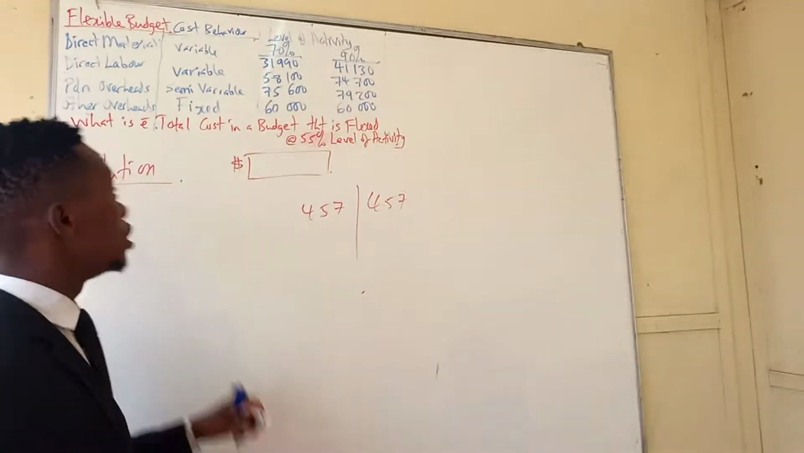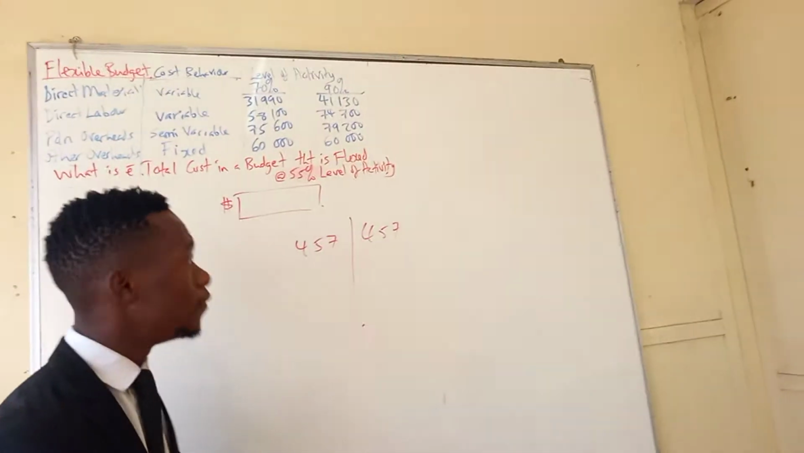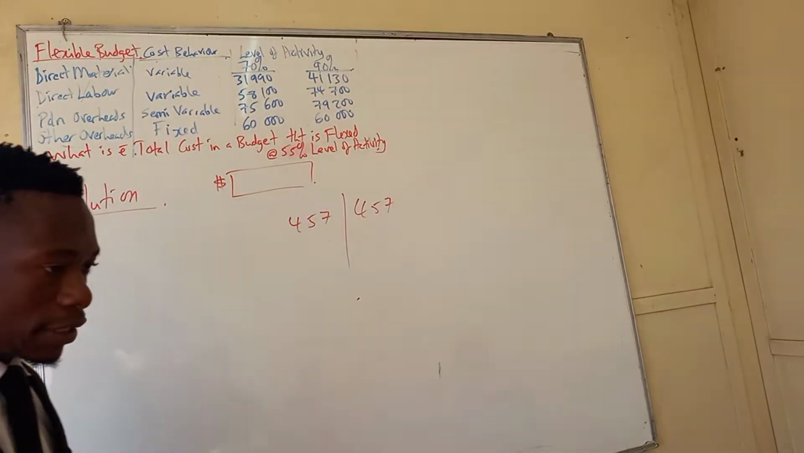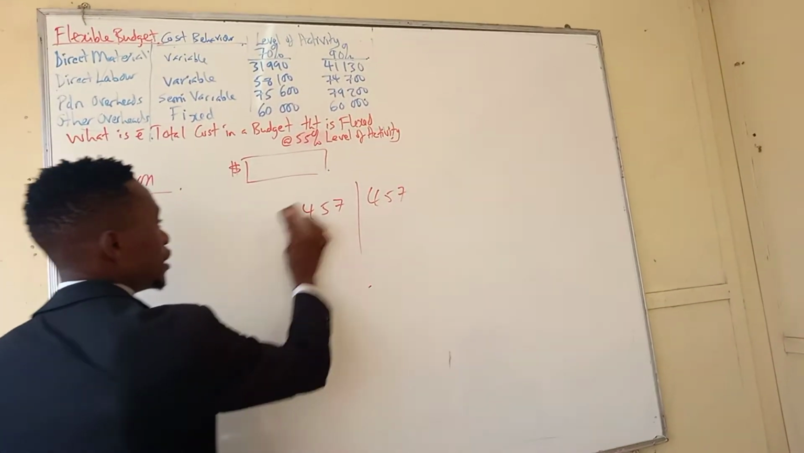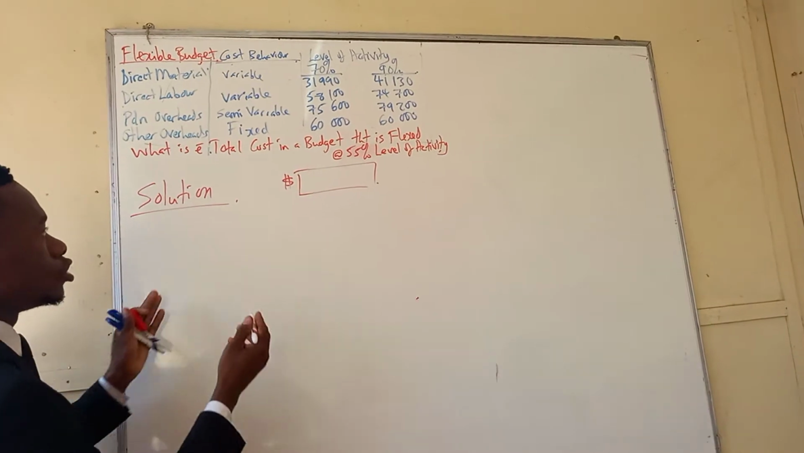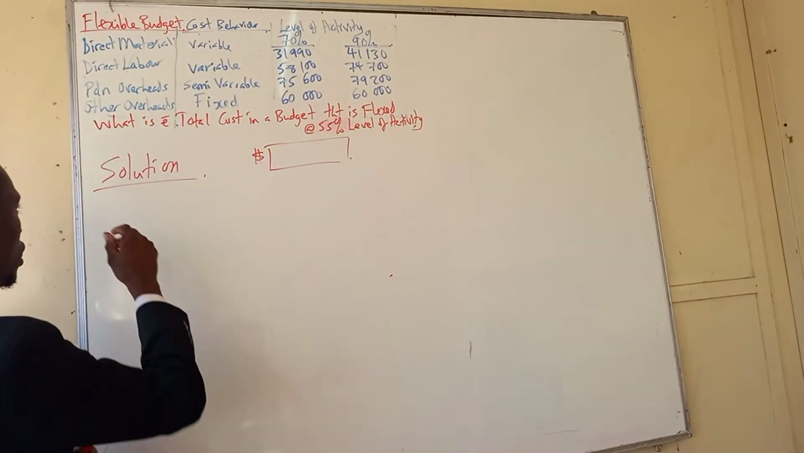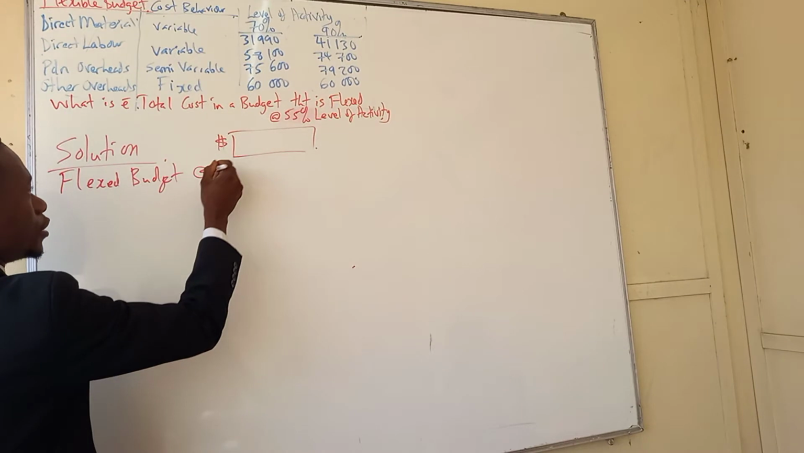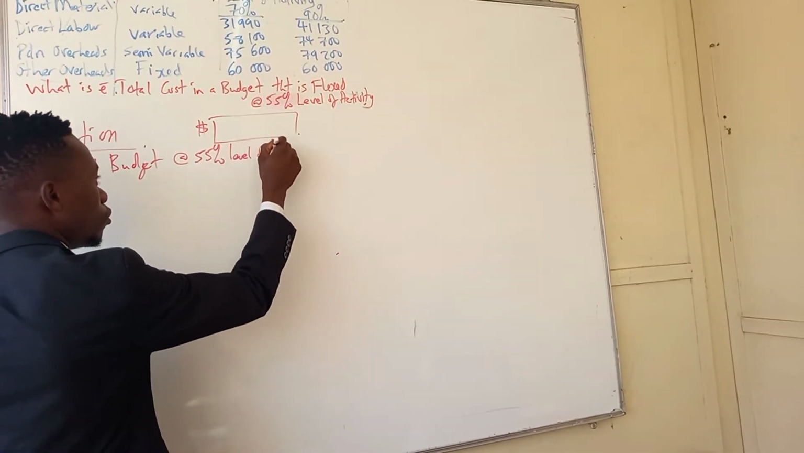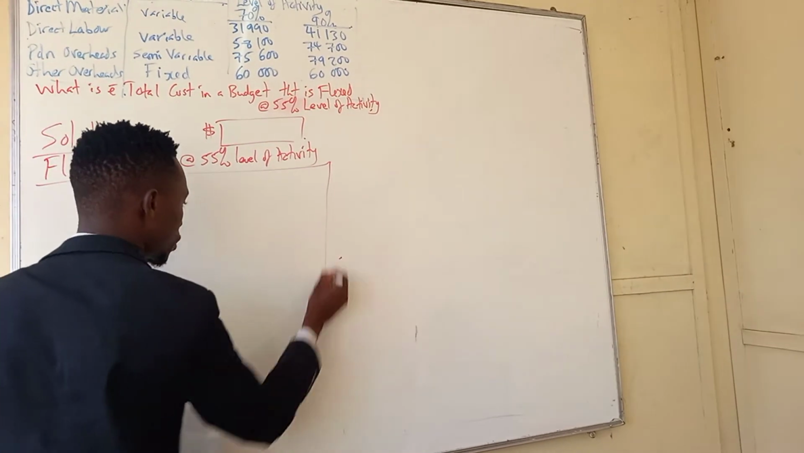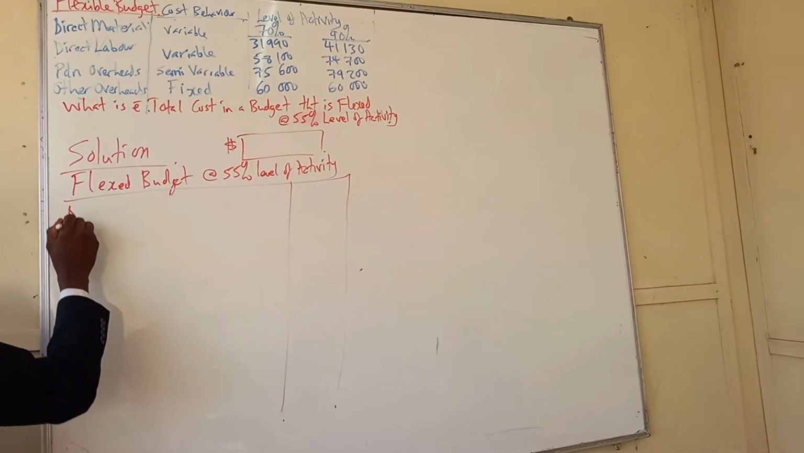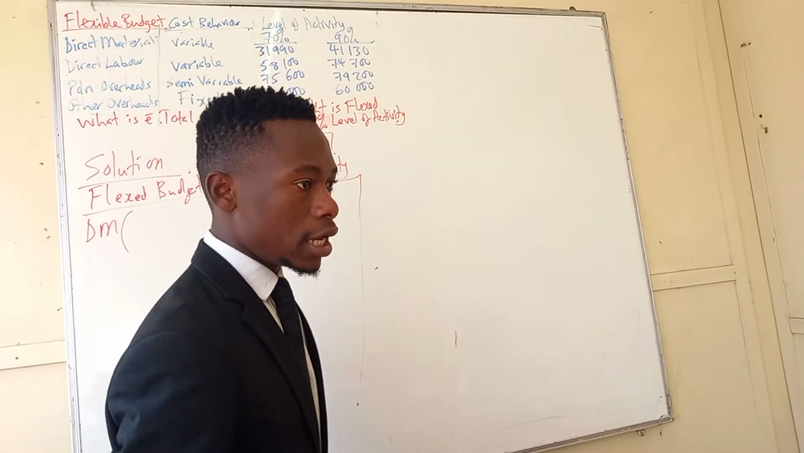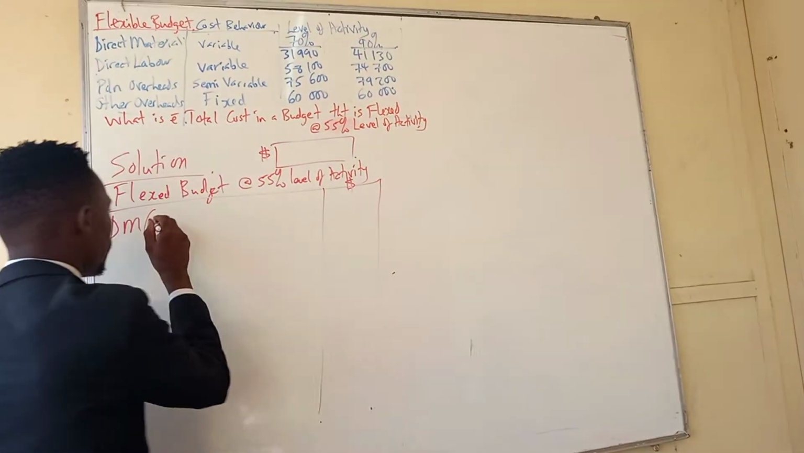The same applies, you can even verify for labor. This is a variable cost, per unit is constant again. So I want to flex the budget. We have all agreed that per unit is constant. They want us to calculate the total cost in a budget that is flexed. So I'm preparing the flexed budget at 55% level of activity, in one column to the far right. Let me start with the direct material. We have all agreed that we are incurring 457 per unit.